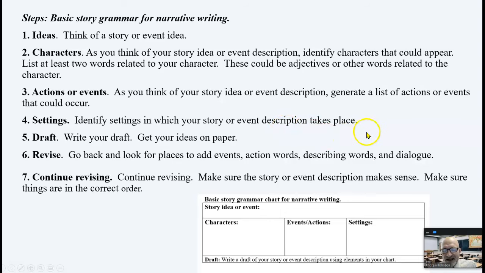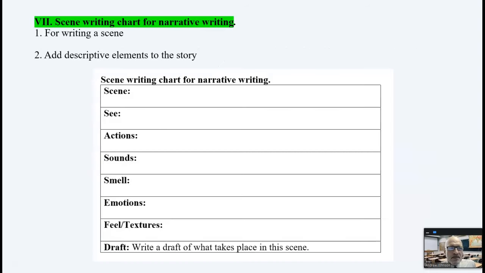Here we're identifying settings, so it kind of becomes like a movie script in a way. Here's another movie script idea. Here, you're going to just focus on a scene, and this helps develop students' ability to write a scene, to imagine. You add descriptive elements. All right, you're in this scene. You're in the forest. That's the scene. What would you see there?